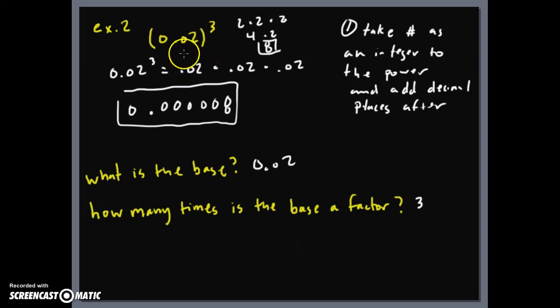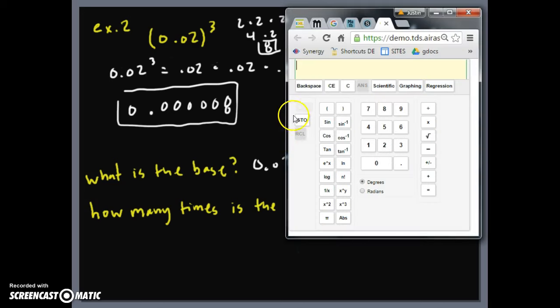Another way of doing this is to use a calculator. So if you wanted to use a calculator in this example, you'd plug in 0.02 to the third power, and you'd see what you got back. Let's go ahead and try that example now. So if you didn't want to just take the number to the power and then add up the decimal places behind the decimal, then you can just use the calculator, but it's nice to be able to do it both ways.